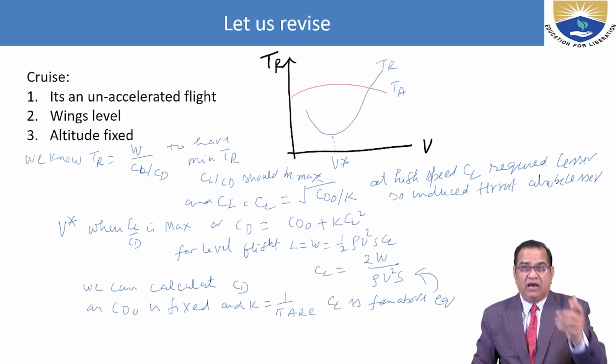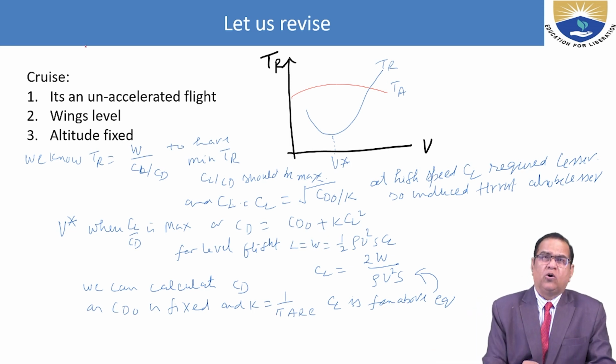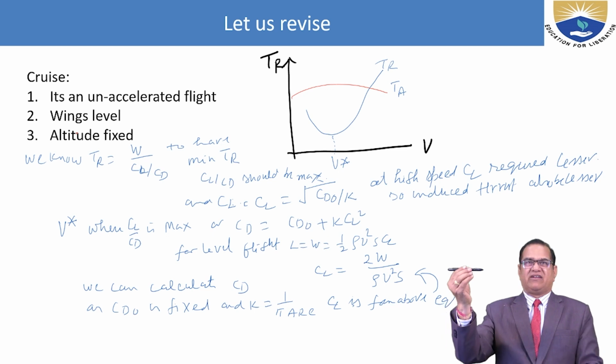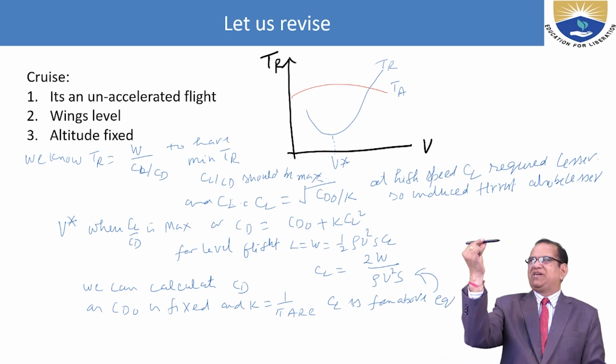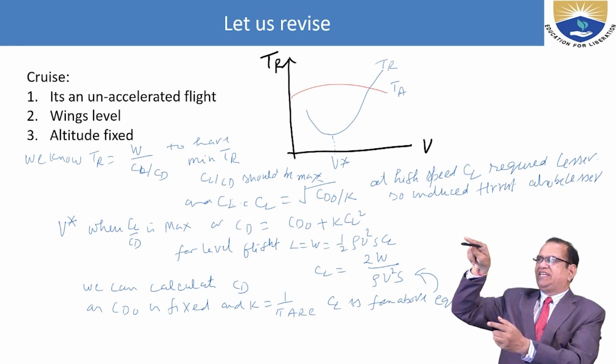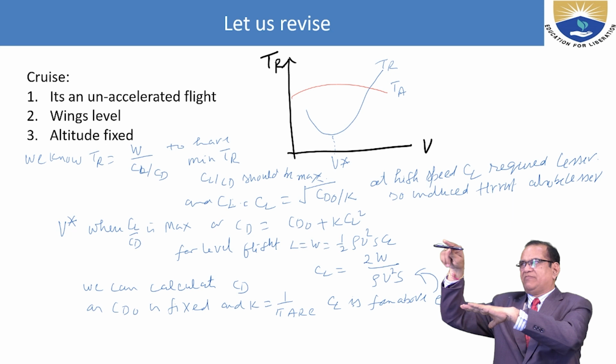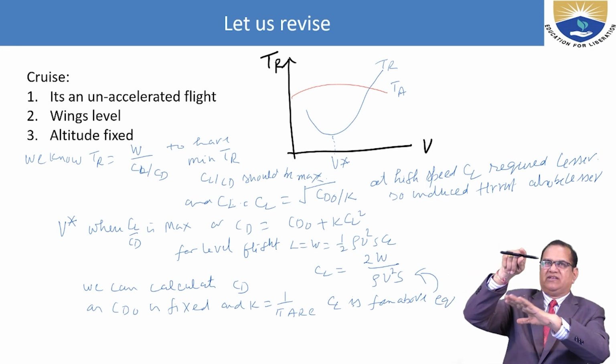Let us revise again. So what is the cruise? It's an unaccelerated flight. The wings should be in level flight, altitude fixed. So the aircraft is moving at the same speed. Wings are straight and level like this, and the height remains the same. This is called the cruise flight.